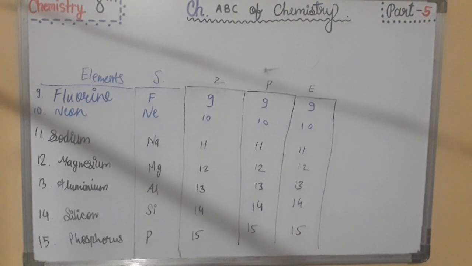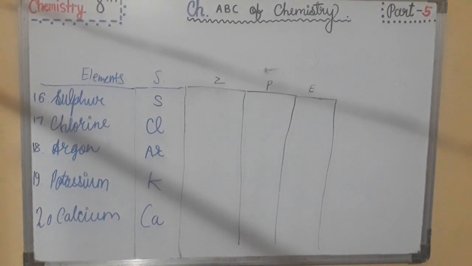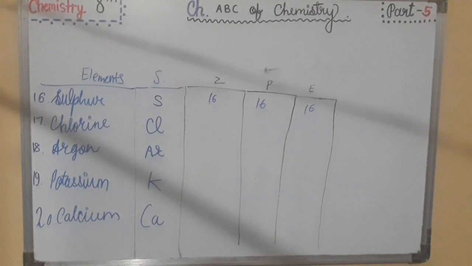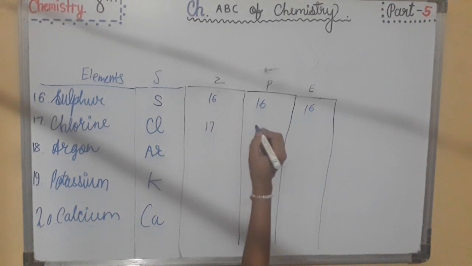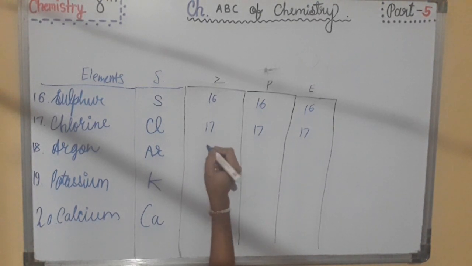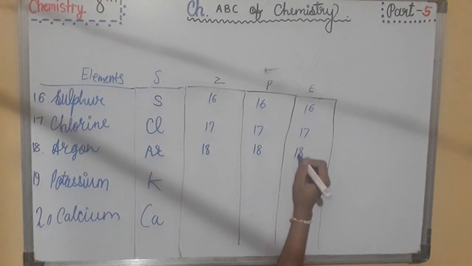After that, our 16th element is sulfur, symbol S. Sulfur's atomic number is 16, proton is 16, electron is 16. Chlorine symbol is Cl, atomic number is 17, proton is 17, electron is 17. Argon symbol is Ar and atomic number is 18, proton is 18, electron is 18.